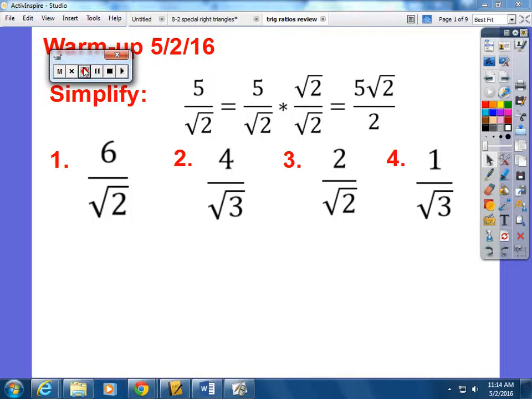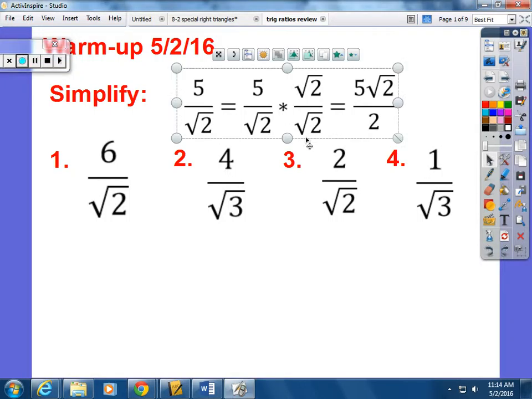We are going to review special right triangles and trig ratios today. We're going to start with a quick review of simplifying radicals when you have a denominator that has a radical. To simplify a radical, we take the denominator, which is a radical, and multiply both the numerator and denominator by that radical.